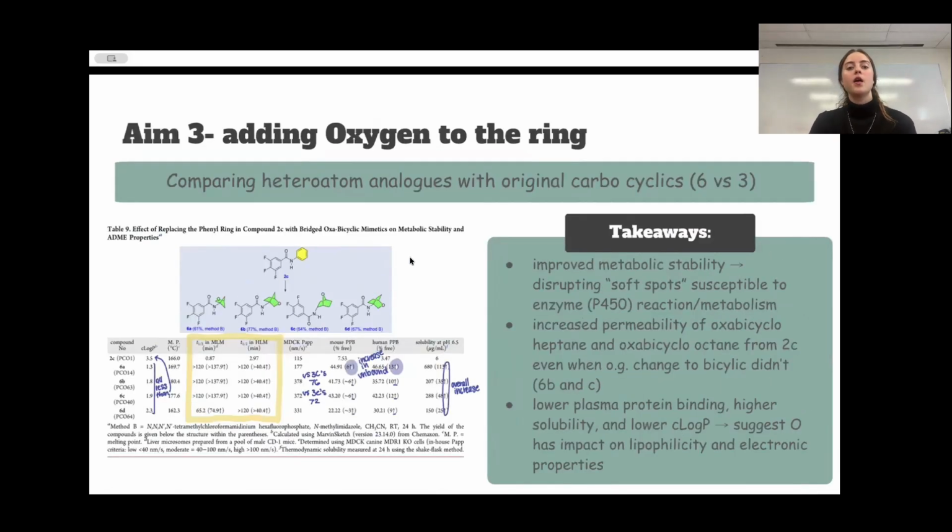Their final aim was to look at heteroatoms incorporated into the ring. And they noticed that indeed there was that same desired increase in stability once oxygen was incorporated.